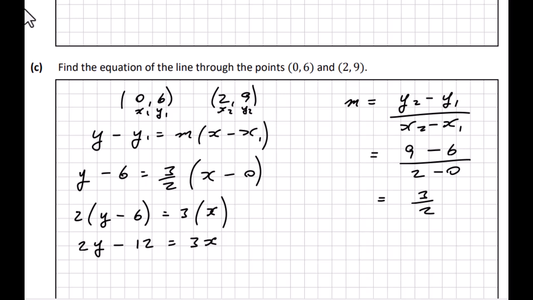And there's a couple of ways you can write this. I'm going to write it in the form ax plus by plus c equal to 0. So I'm going to bring everything over to one side. So it's 3x minus 2y plus 12. And that's it. That's the equation of our line. And that's it for question 3.